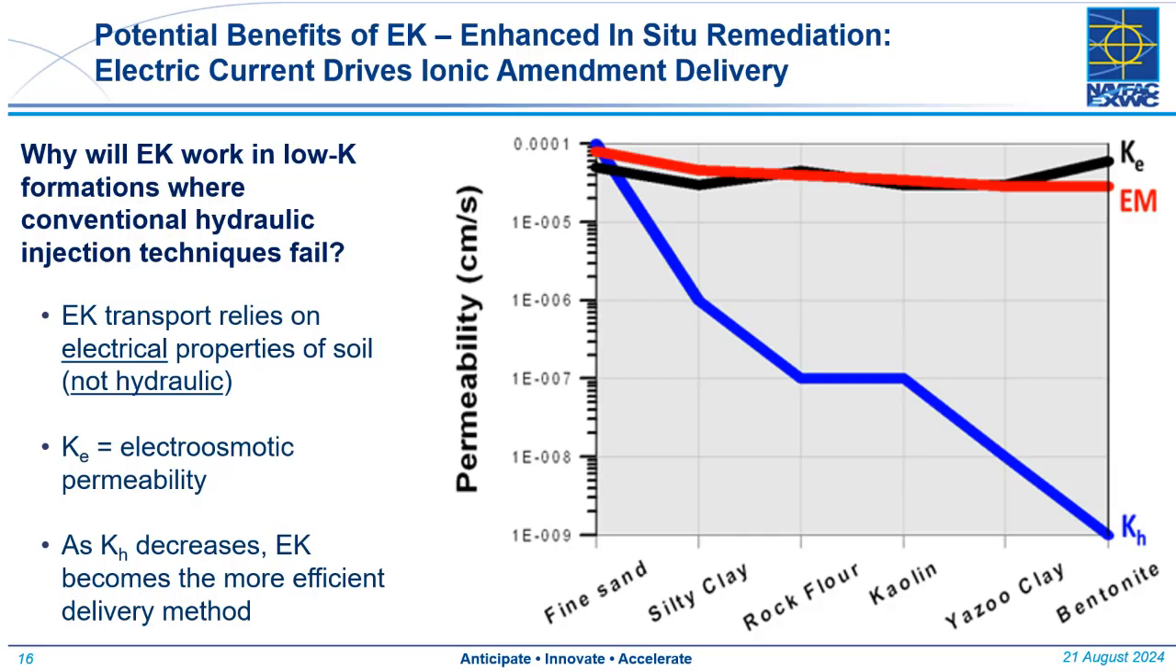But as the hydraulic conductivity goes down with decreasing grain size, the electrical conductivity essentially stays the same. And the electroosmotic permeability basically stays the same because these properties are independent of the permeability, and we can take advantage of that when we're trying to do in situ remediation. That's what EK does.